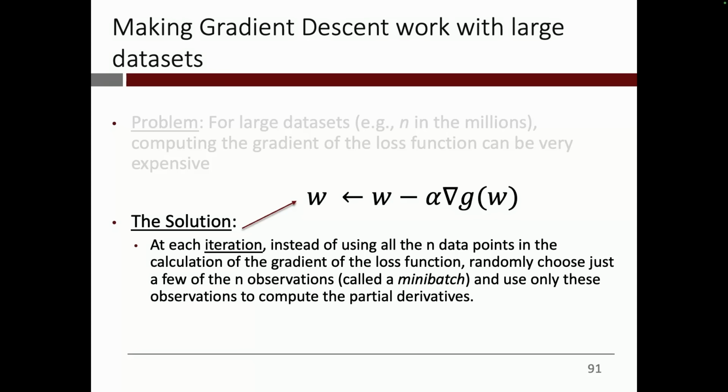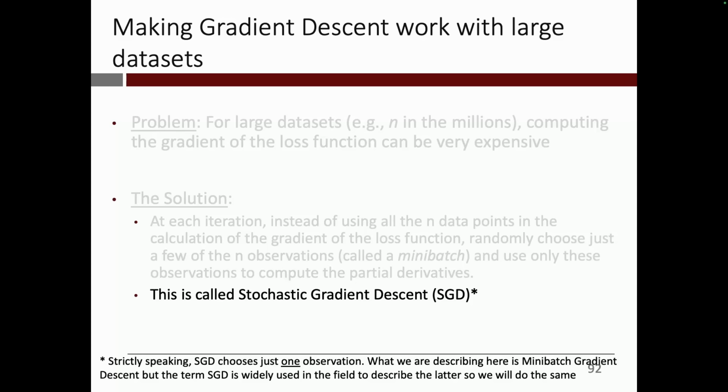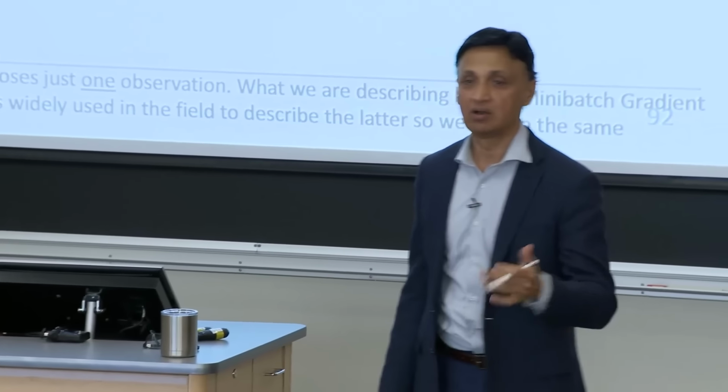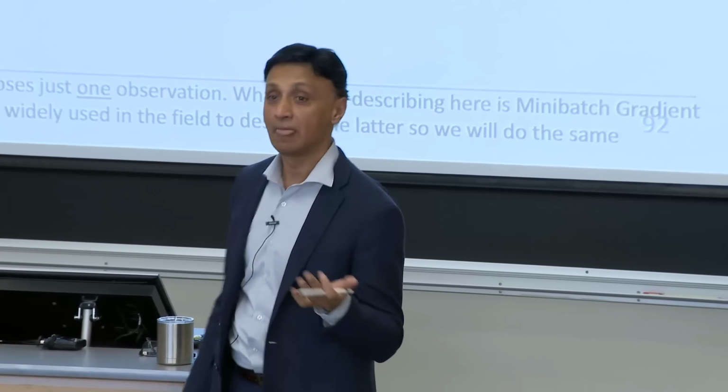OK? So this is called stochastic gradient descent. Strictly speaking, theoretically, SGD uses just one data point. But in practice, we use what's called a mini batch, 32, 64, whatever. And so mini batch gradient descent is just loosely called stochastic gradient descent, SGD.